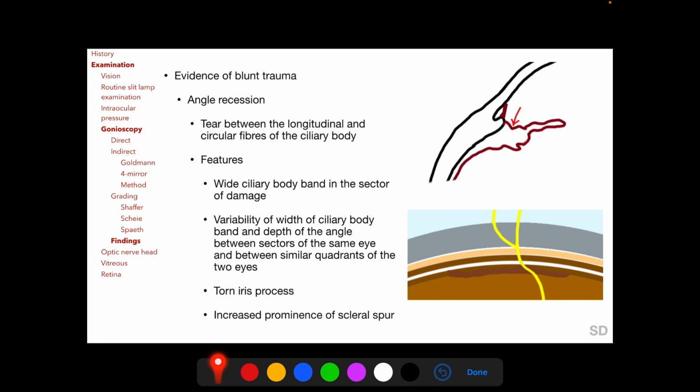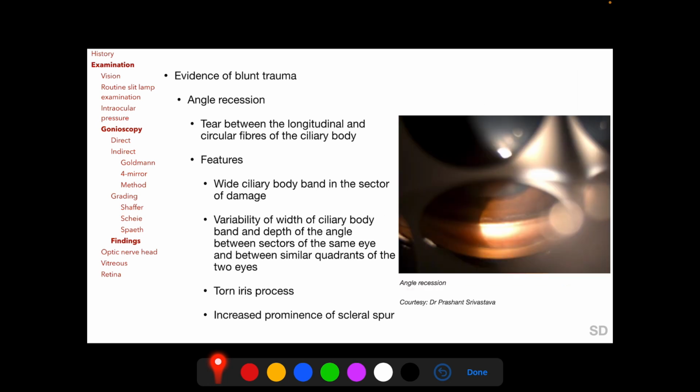In angle recession, we will find a wide ciliary body band in the region of the angle damage, and there will be a characteristic variability of the width of the ciliary body band and consequently the depth of the angle between different quadrants of the same eye and between similar quadrants of the two eyes. So the ciliary body band appears wider in the region of angle recession as compared to the width of the ciliary body band in the non-injured area. Torn iris processes and increased prominence of the scleral spur can also be found.